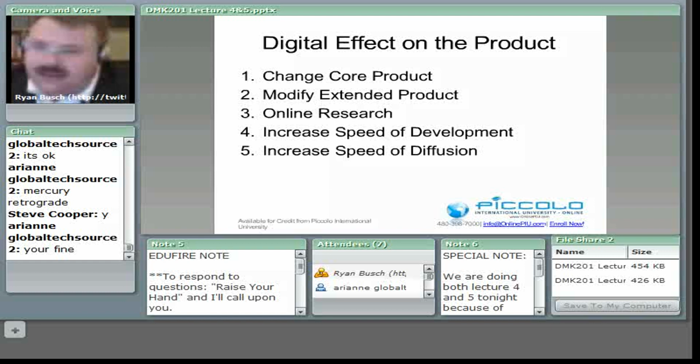The next step in this is the increase in speed for development. It might take years for a product during the time period of the original 4P development to create a new product or to modify a product based on research. We've got an environment now with the internet that allows us to achieve a much more rapid pace in this change or development of products. We can learn about what people like and what they don't like faster. We can make modifications more quickly.